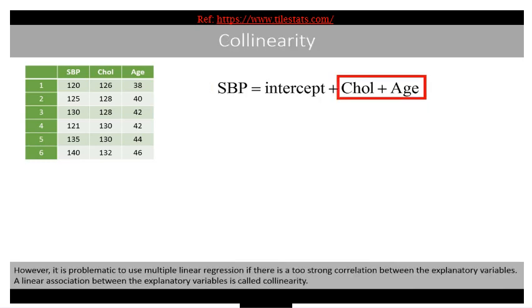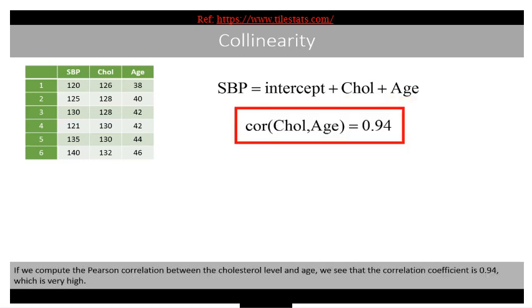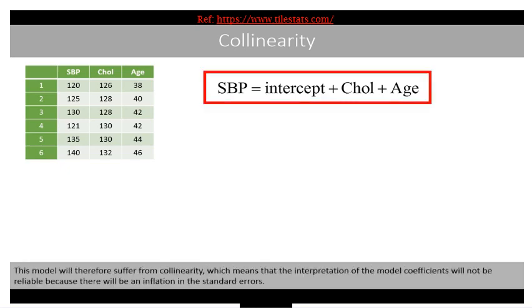However, it is problematic to use multiple linear regression if there is a too strong correlation between the explanatory variables. A linear association between the explanatory variables is called collinearity. If we compute the Pearson correlation between the cholesterol level and age, we see that the correlation coefficient is 0.94, which is very high. This model will therefore suffer from collinearity, which means that the interpretation of the model coefficients will not be reliable because there will be an inflation in the standard errors.